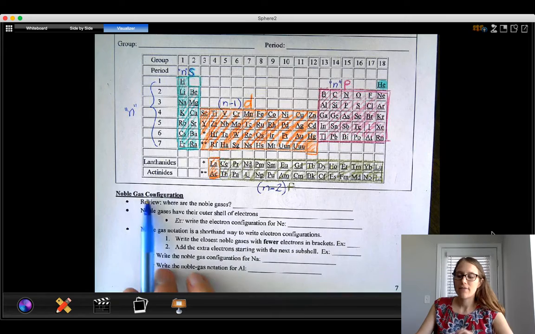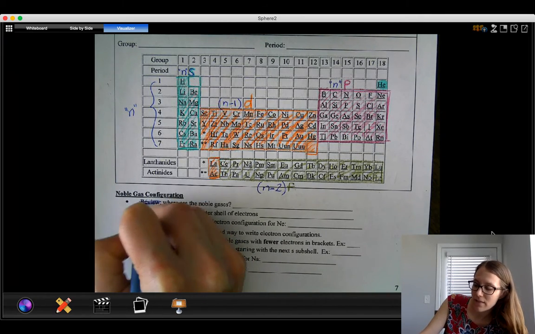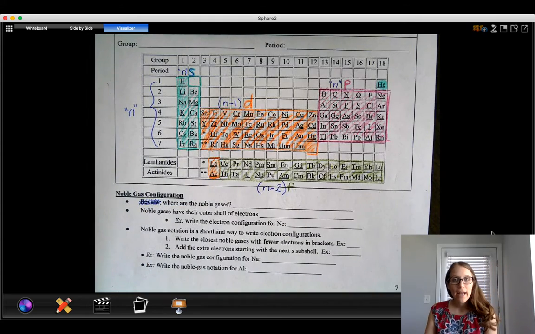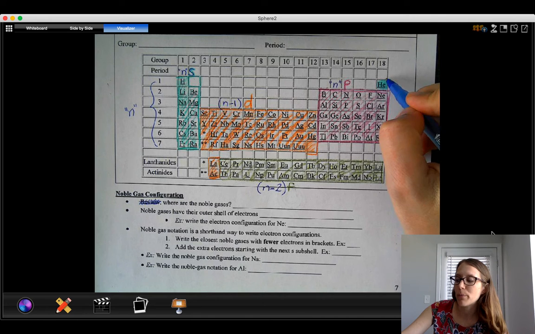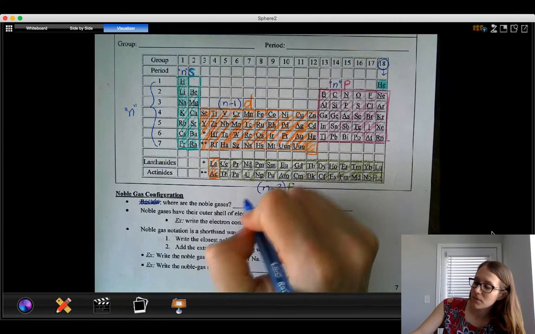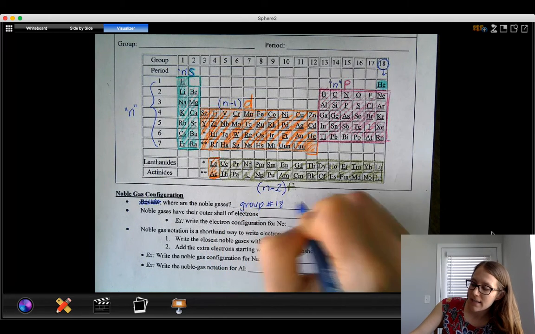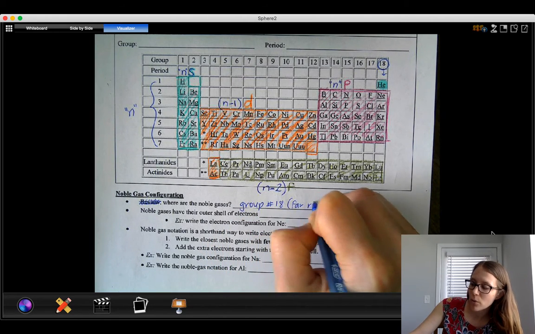So, noble gas configuration, or noble gas notation. This isn't really a review because we haven't seen this yet. Noble gases are the name for one periodic table family, one group, which is all the elements in group 18. So all the elements located right here in this column are called noble gases. That's group number 18, the far right column.